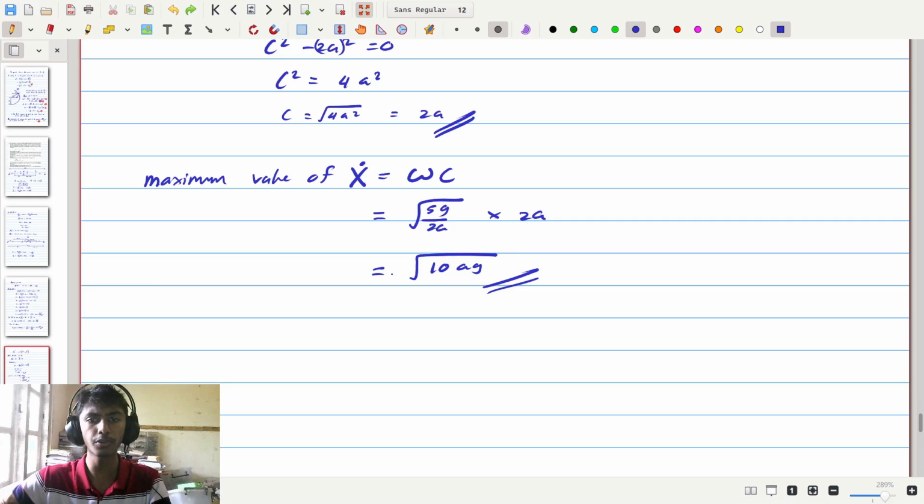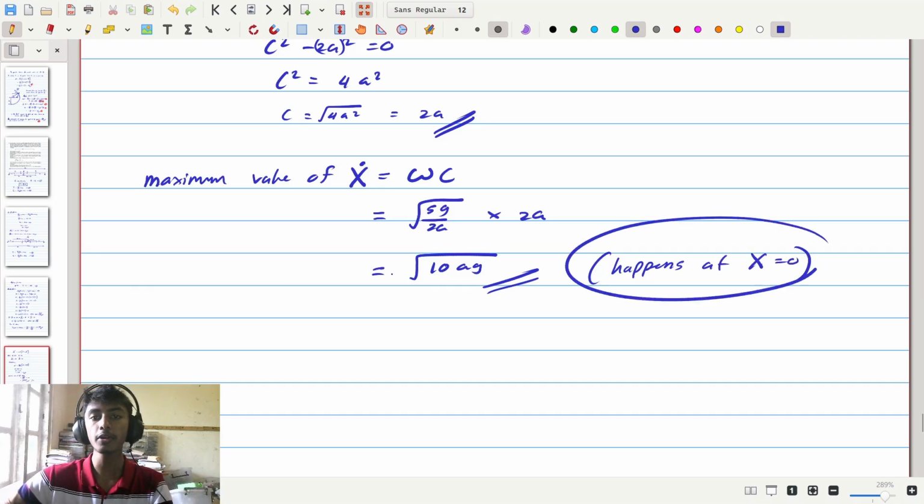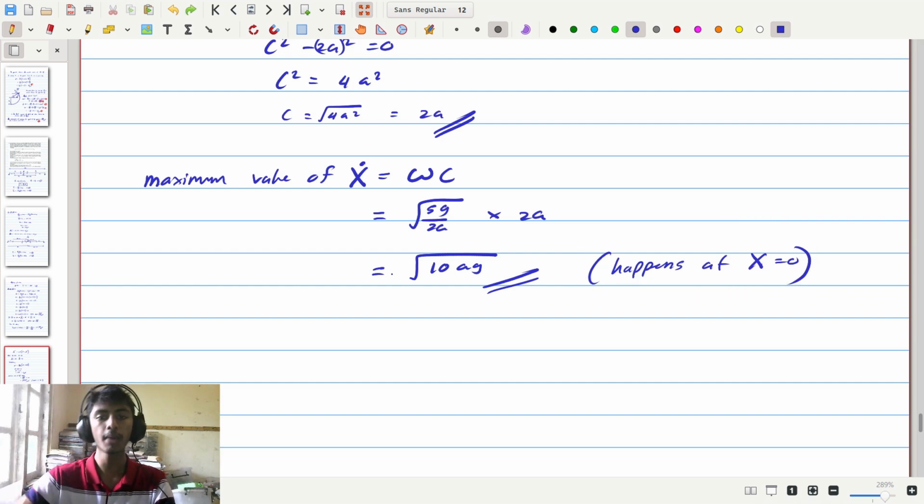Now I could also say here that this happens at capital X equals 0. I'm going to write this here just because this is going to be useful for the next part of the question. Of course I know this in advance, but you yourself can come back and write this later if you feel that it's required.